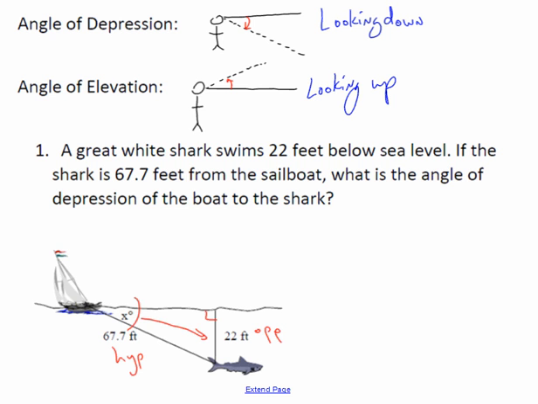Since I have an opposite and a hypotenuse, this is going to be sine. So I have the sine of x degrees is equal to the opposite over the hypotenuse, 22 over 67.7. I need to undo this, so I'm going to do the inverse sine. So I'm going to have my x degrees is equal to inverse sine of 22 over 67.7.